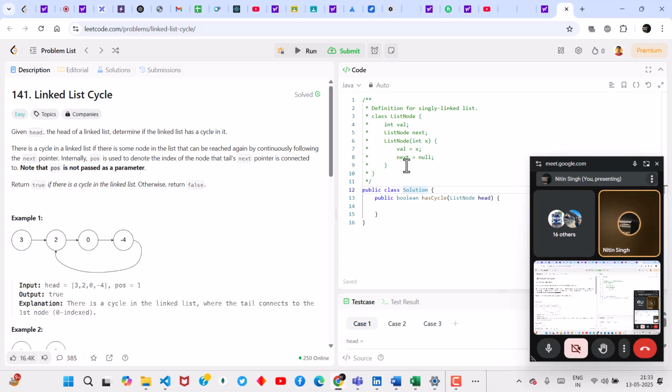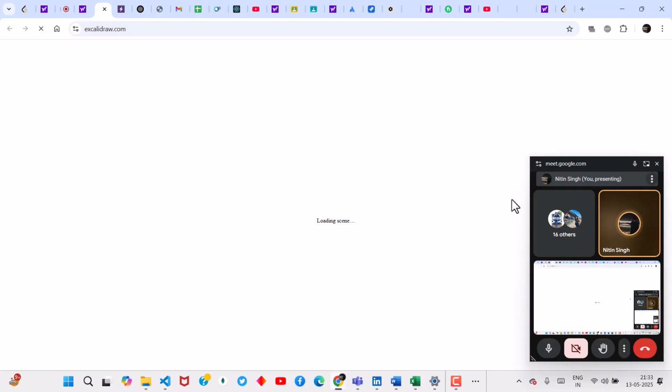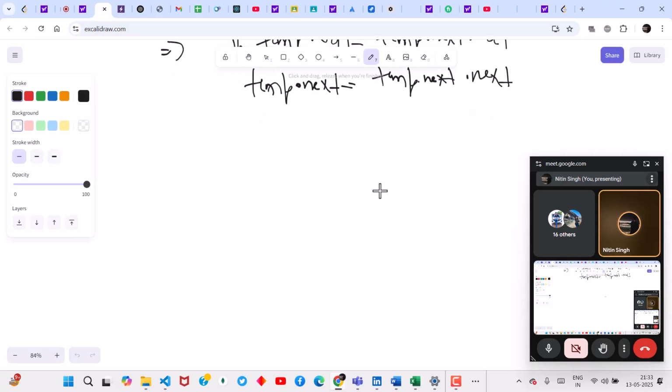You got it right, Shraddha, but you don't have to return the position. We have to return true or false. That's all. Fine. So let me start with the description, then I'll start with an algorithm which will be used in that question.